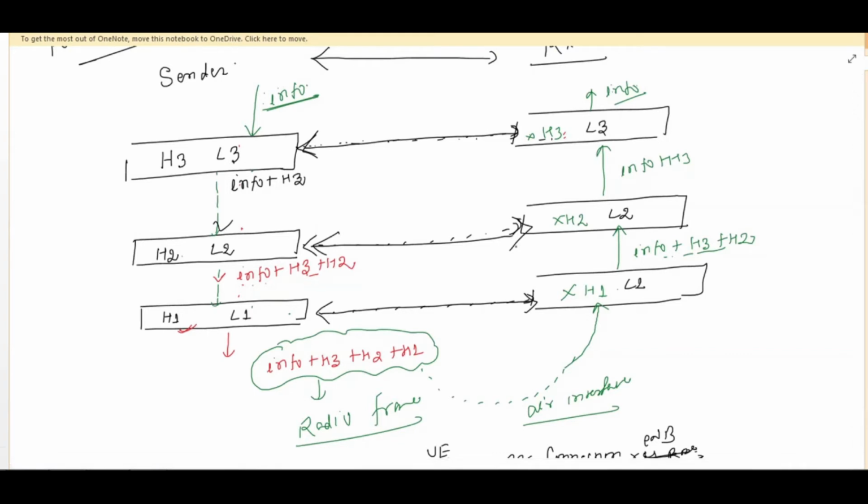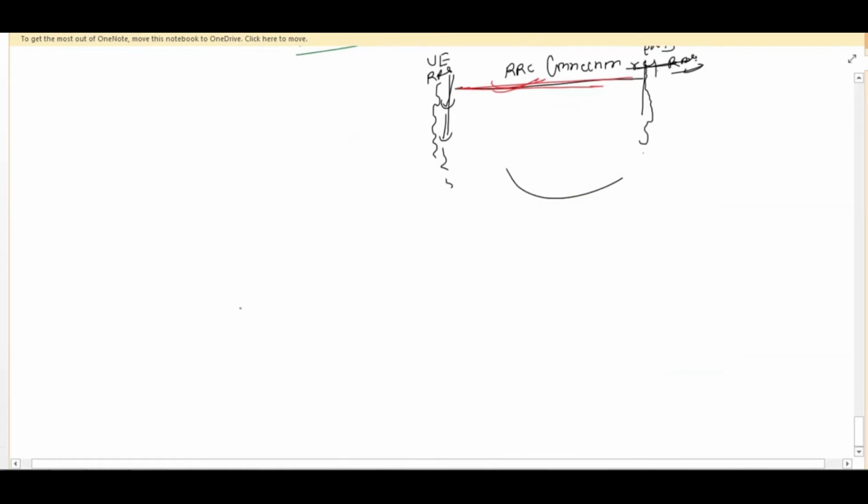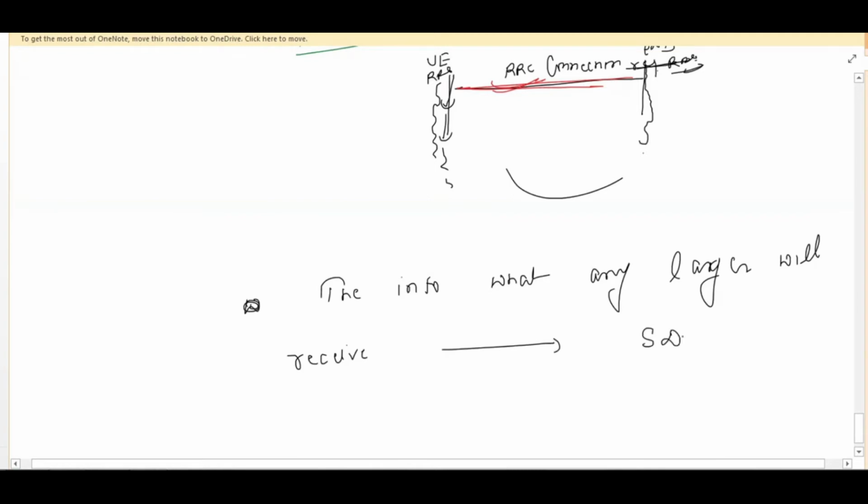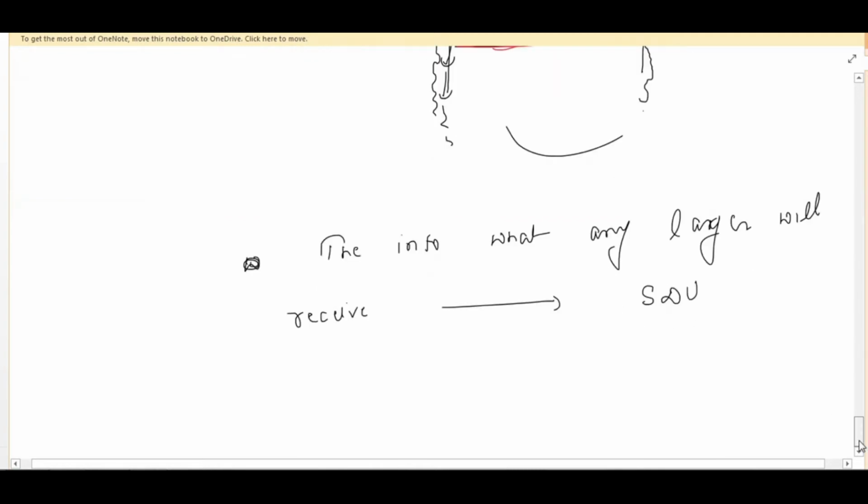Now, what is the meaning of SDU and PDU? Simply understand: whatever information any layer receives is called SDU. What a layer transmits is called PDU.